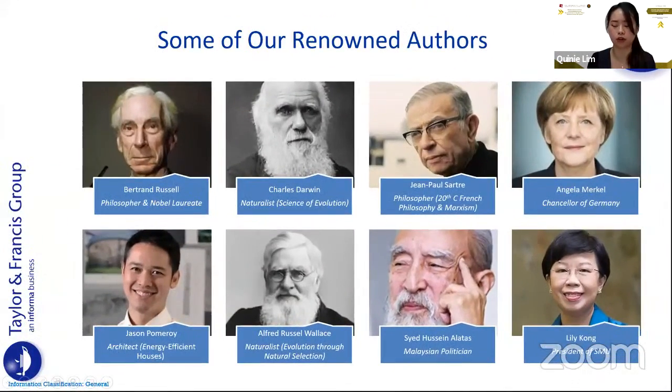These are some of our prominent authors. Some you may find familiar. Charles Darwin is an English naturalist, geologist, and biologist, best known for his contributions to the science of evolution. Angela Merkel, the Chancellor of Germany. Syed Hussein Alatas, who was a Malaysian sociologist, founder of social science organizations, and a politician. He was also the Vice Chancellor of the University of Malaya. And Jason Pomeroy, an architect of energy efficient building. Pomeroy Studios also designed the Gramercy Sky Park in Makati City, which was completed in 2013.